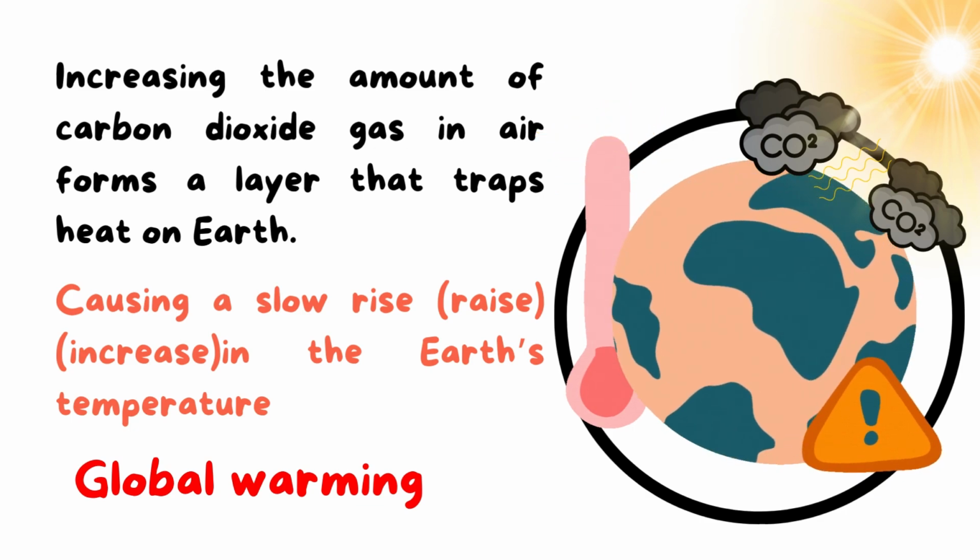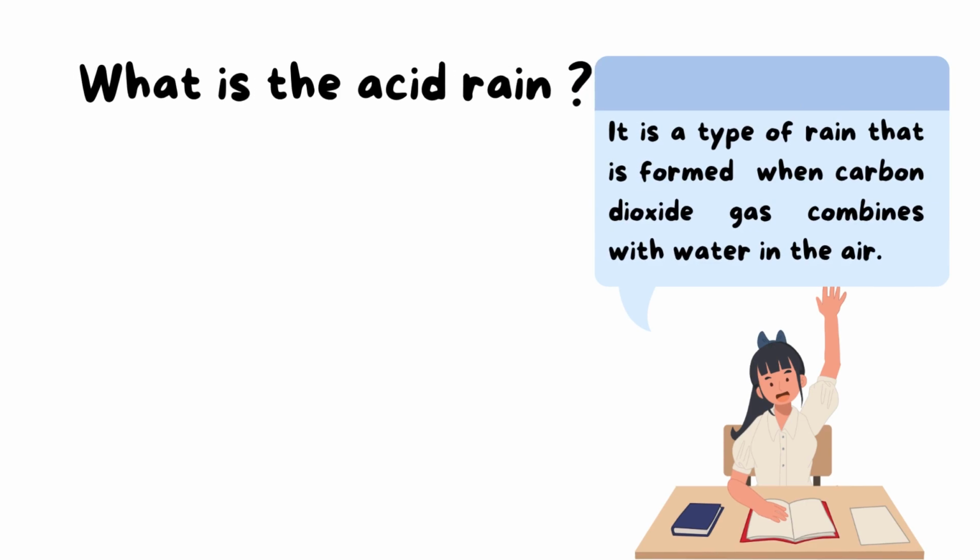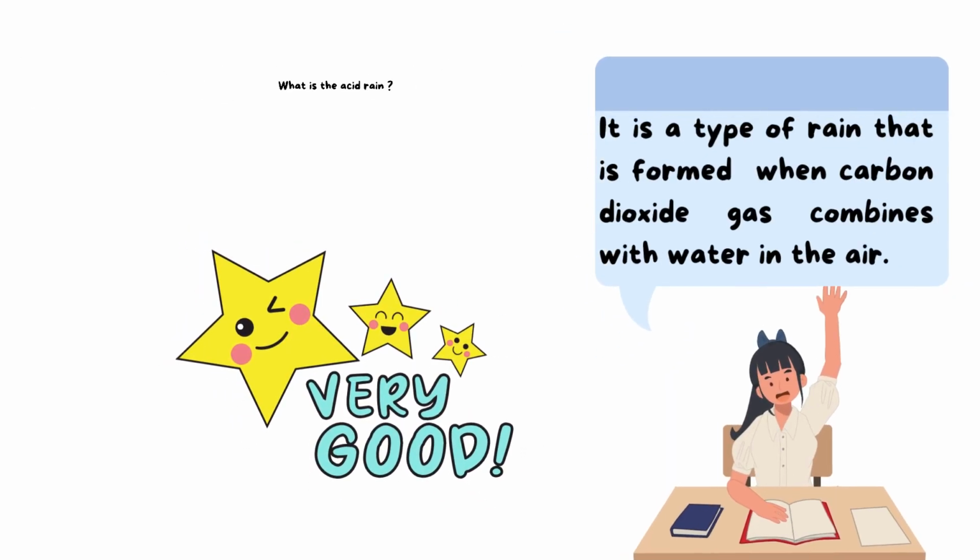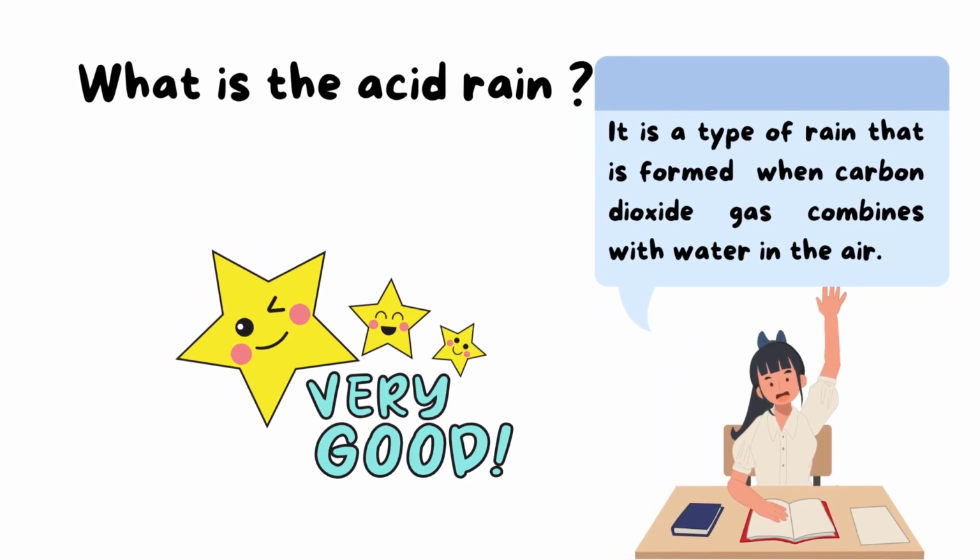Now I want you to tell me what is acid rain. Define acid rain. Yes, it is a type of rain that is formed when carbon dioxide gas combines with water in the air. Very nice, very good. So this is acid rain: a type of rain that is formed when carbon dioxide gas combines with water in the air.